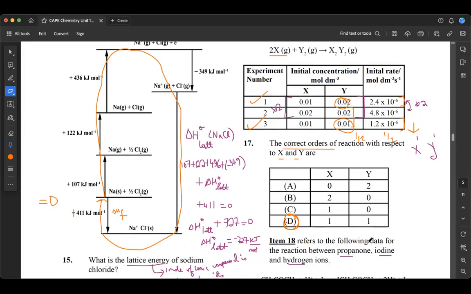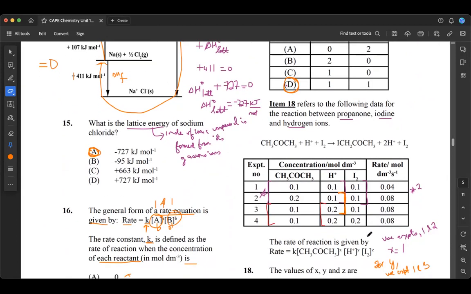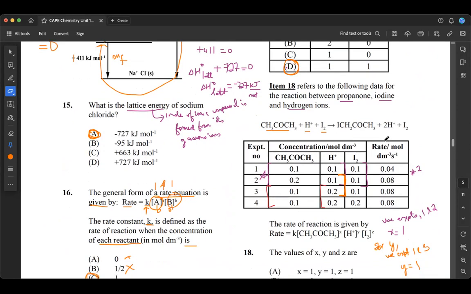All right, so moving along to 18 now. Item 18 refers to the following data for the reaction between propanone, iodine, and hydrogen ions. So we see that we have our propanone here, we have our H+ ions, we have our iodine, and we end up getting this and these as our products. So we have a table here that's showing experiment number. There are 4 experiments that they would have done in this case. And then we have our concentration of propanone, H+, and iodine here. And we have the corresponding rate when the concentrations are these values, okay?